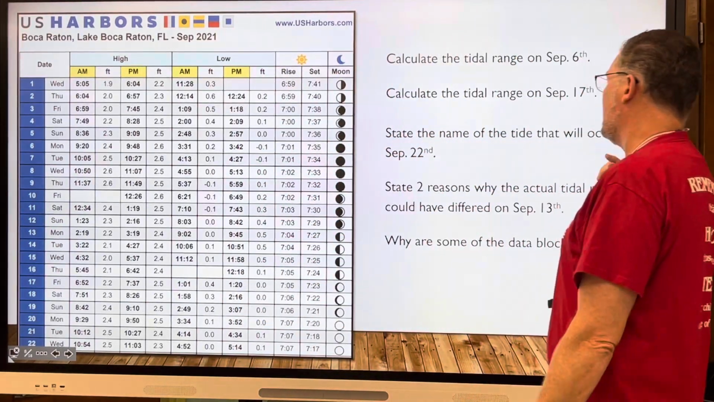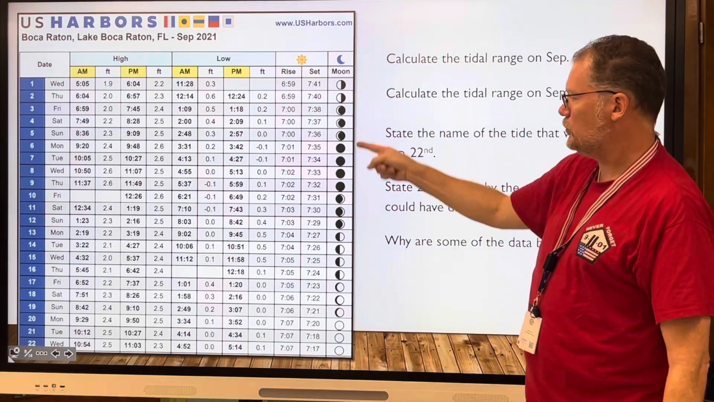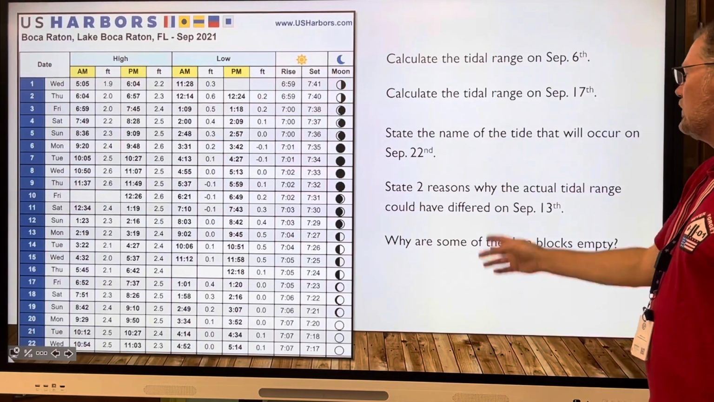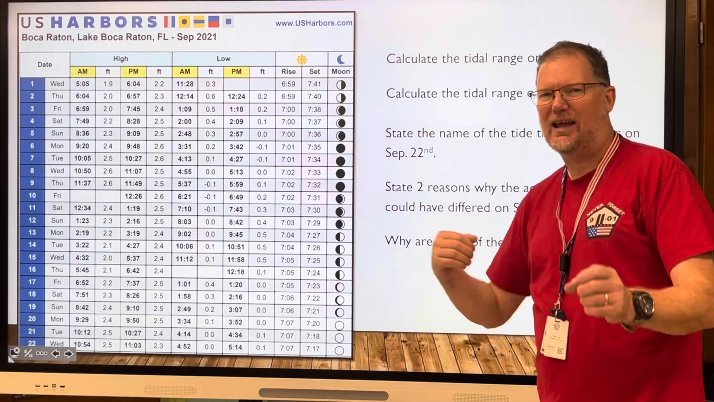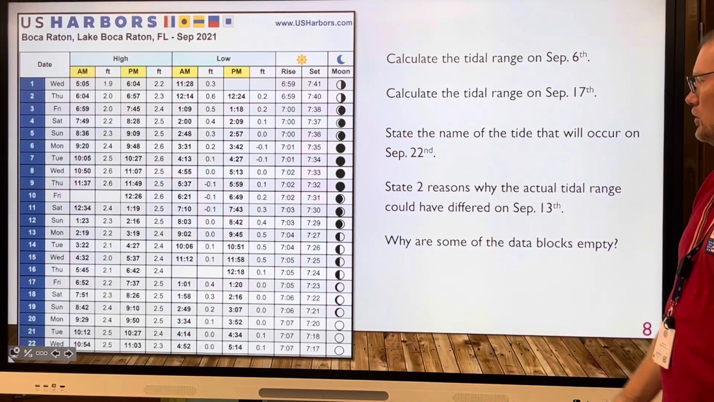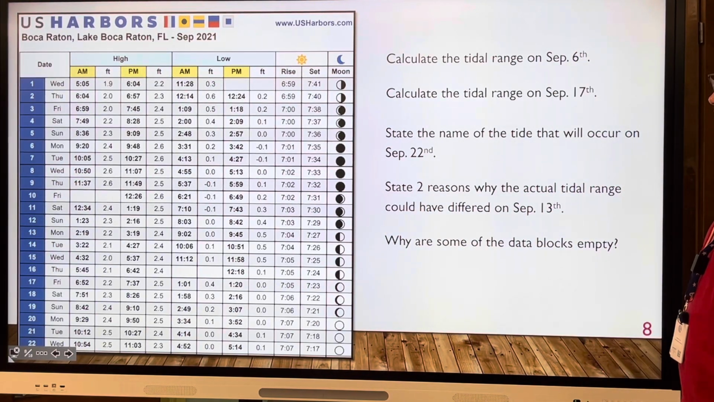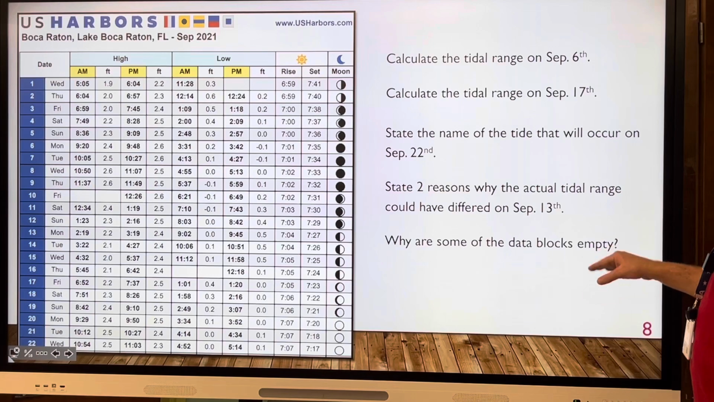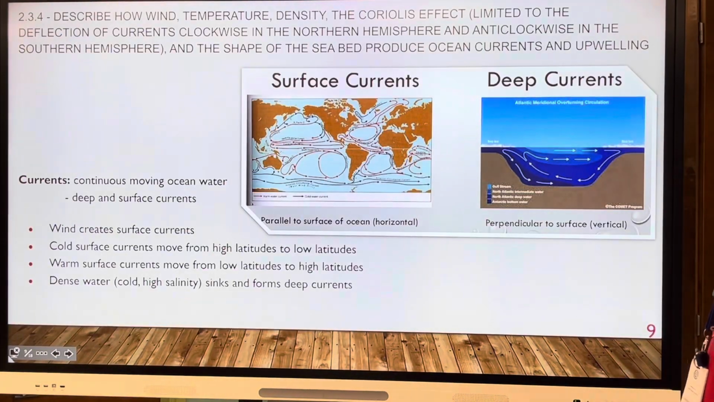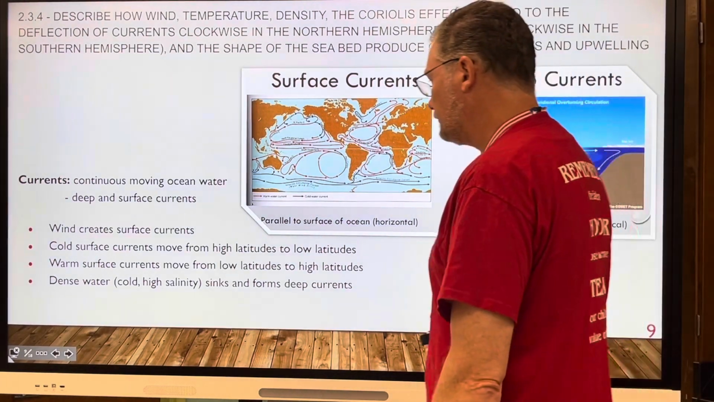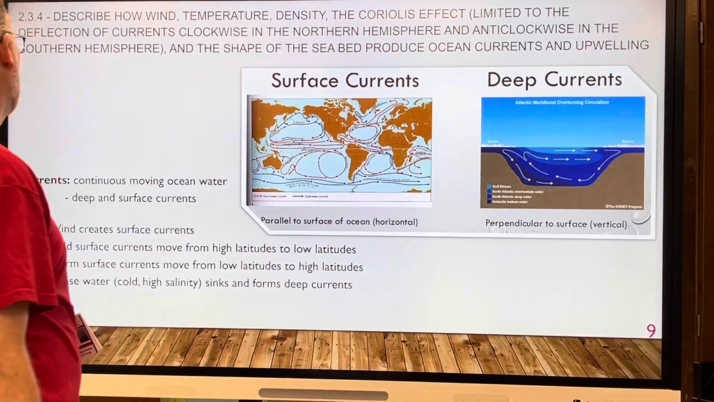The name of the tide that will occur on the 22nd, that would be using the moons. Two reasons why the actual tidal range could have differed: things like hurricanes, wind direction, air pressure. And then why are some data blocks empty? That's another question we will answer in the future. So, slide 9, we're halfway there.